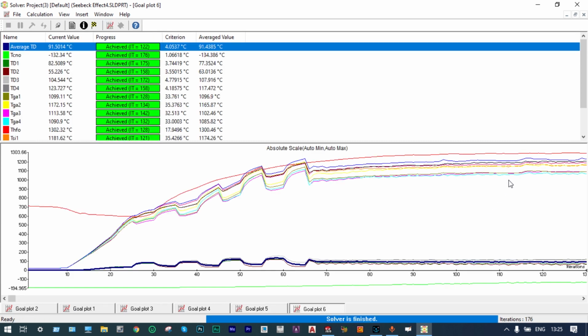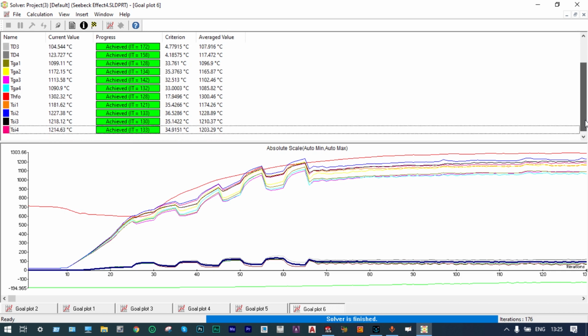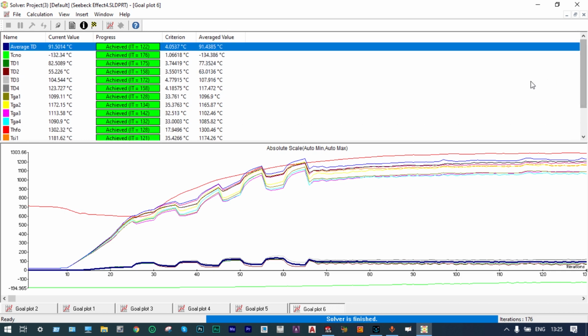We can see the solution is converged, and we have got all the results. All the results are converged. And from here you can see the exit temperature of cold nitrogen is minus 132.34 degrees centigrade, and for hot fluids it is 1302 degrees centigrade.